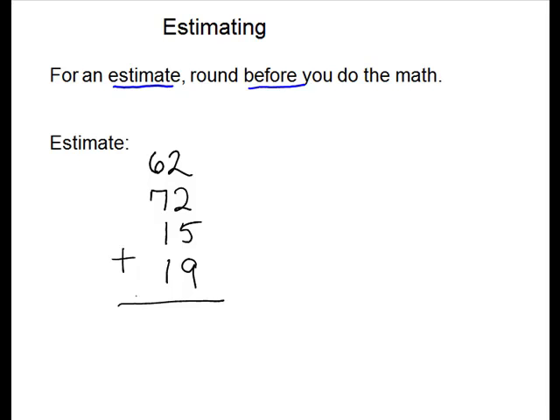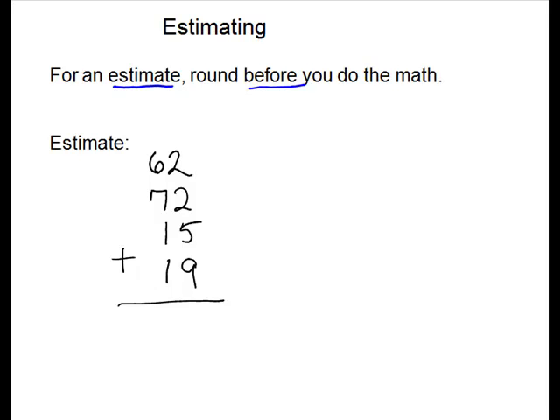Let's estimate the following sum. They didn't specify what place value to round to, so we want to pick a reasonable one. A good one here would be the nearest 10 spot. So we'll round each one to the tens place, and then we'll do the math. Remember, you have to round first to do an estimate.